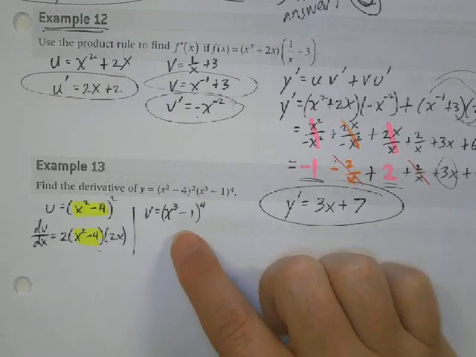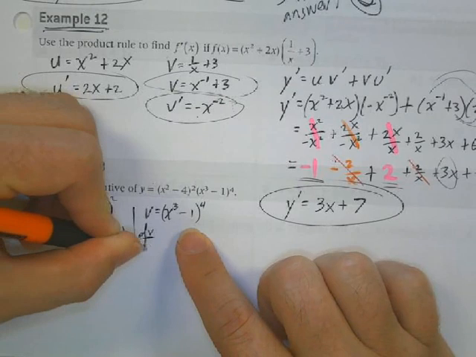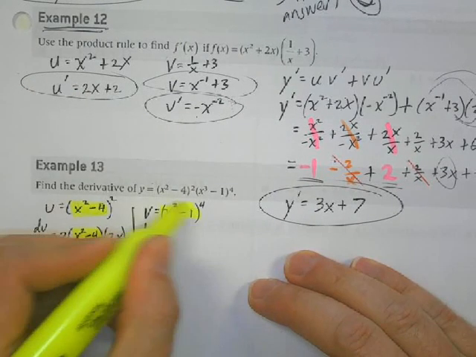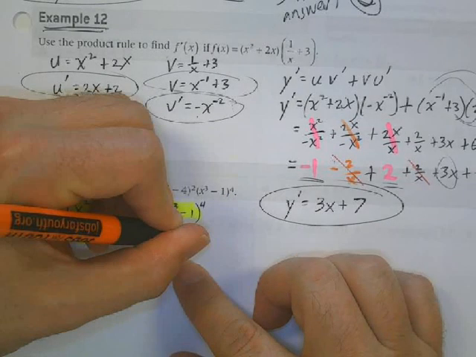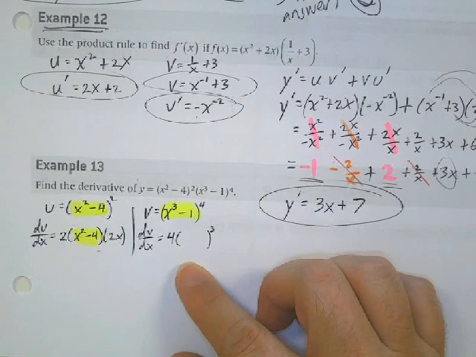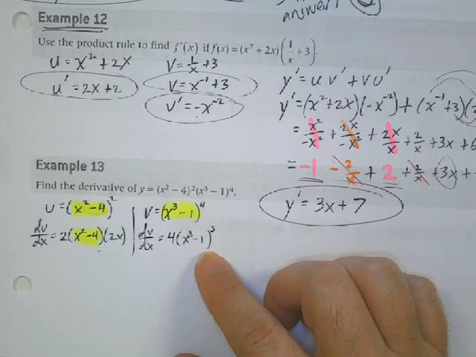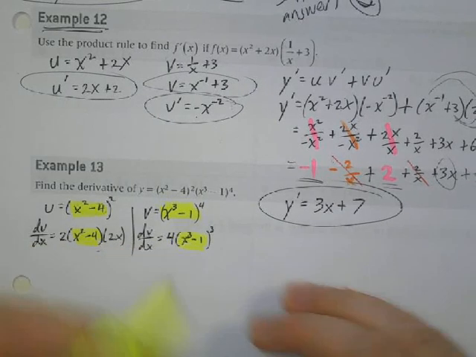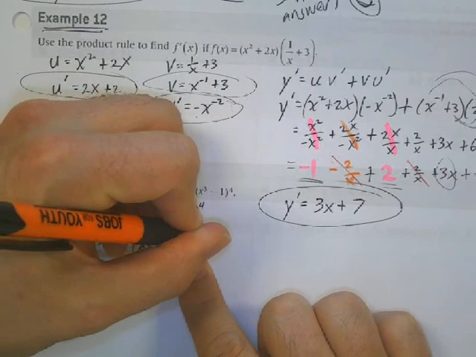So same thing here, dv/dx. So think of this as u. So then I would have 4u cubed. U is x cubed minus 1. And then the derivative of u, which is the yellow thing, the derivative of that is 3x squared.